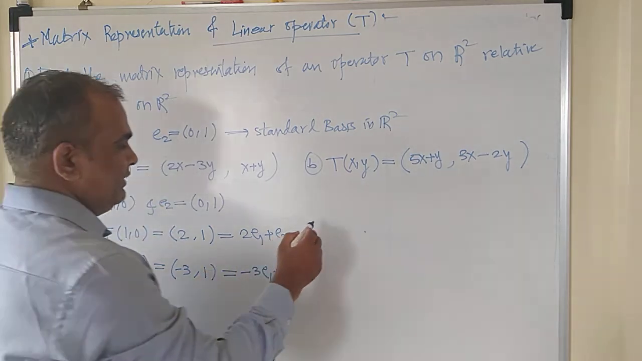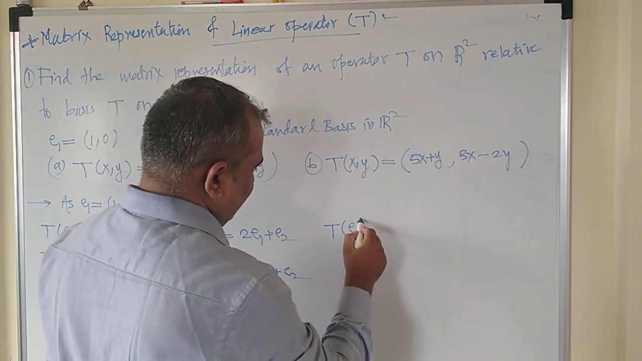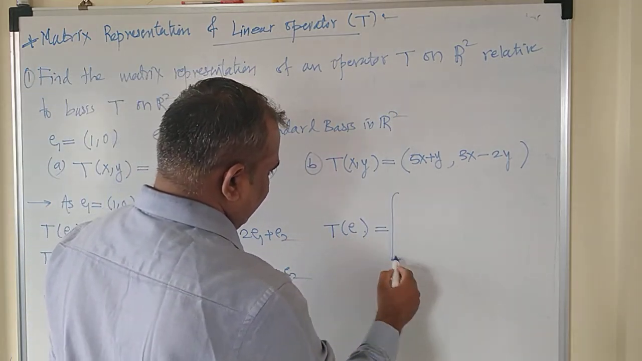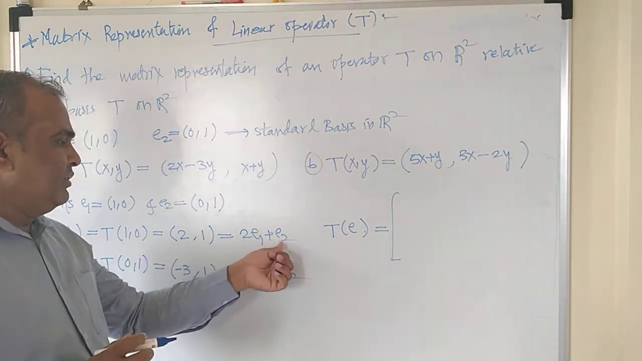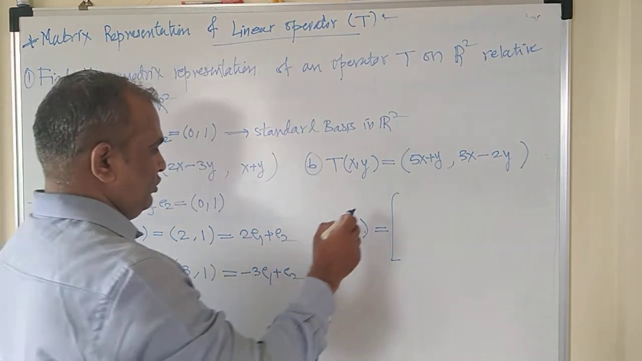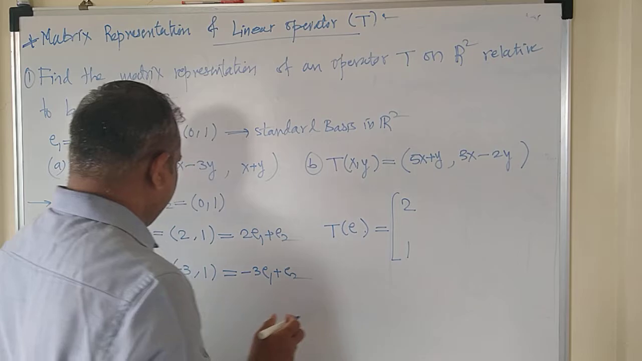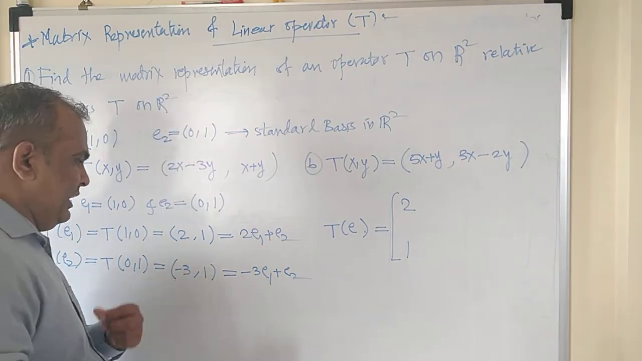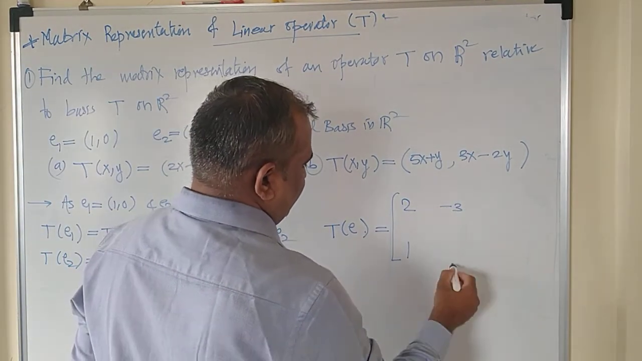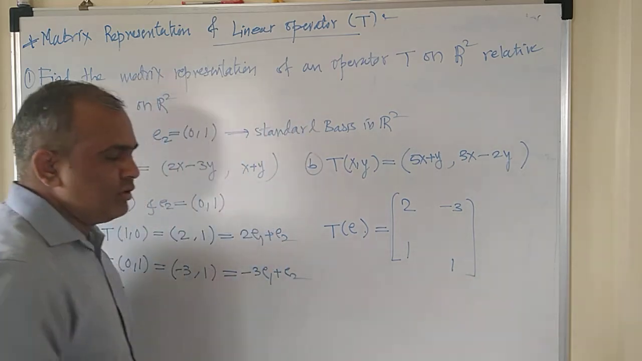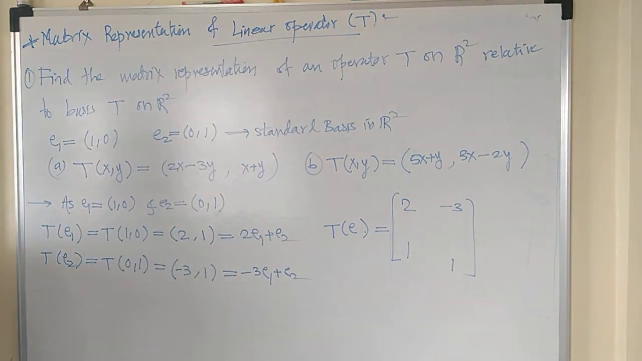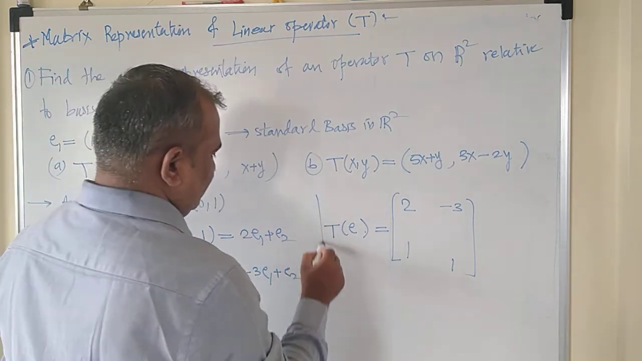So these are the two relations that we got, and now transform this into a matrix. I can write the linear transformation matrix using the basis vectors as follows: the coefficients must form the columns. So (2, 1) is the first column and (minus 3, 1) is the second column. This is called the matrix representation of the linear operator T. So this is the answer.